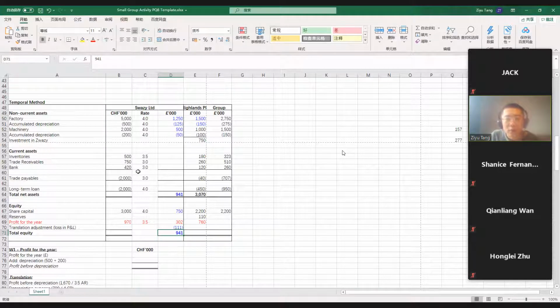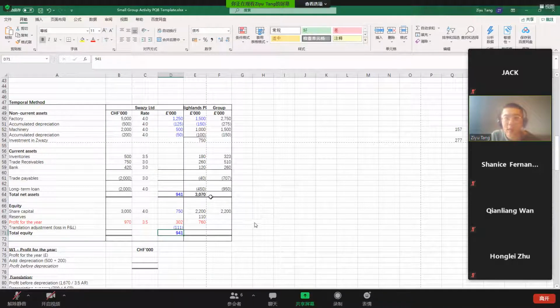So that is all about how to prepare the consolidated financial statement of financial position of the Highland Group, okay, by the temporal method. Do you have any questions? Yeah.